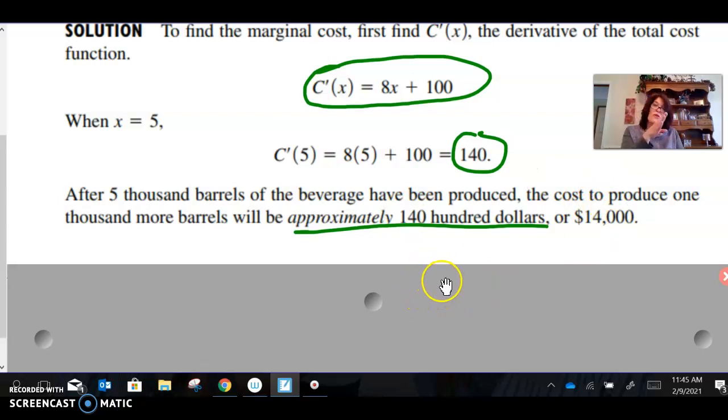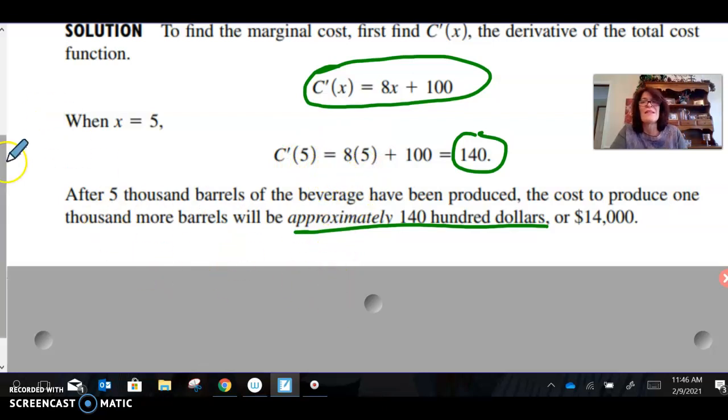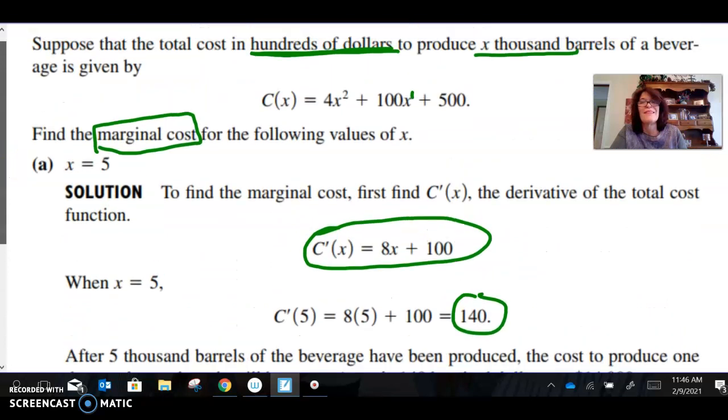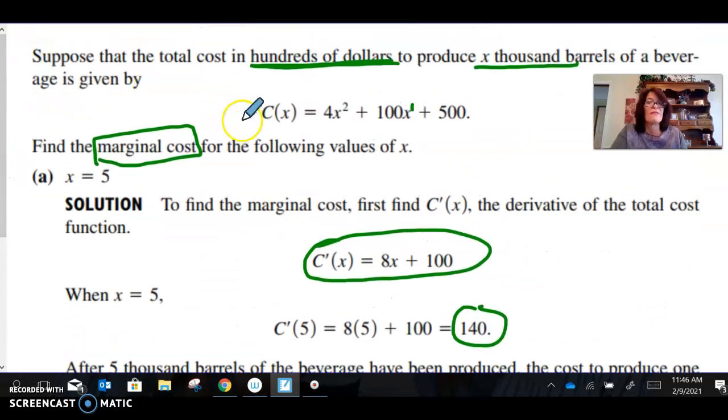Okay, that's the marginal cost. The instantaneous rate of change. How is this cost changing? How fast is the cost changing at the instant when X is 5, at the instant when we produced 5,000 barrels? That's why understanding that limit and showing you the limit first is so important, so you actually understand what you're doing, that this is an instantaneous rate of change.